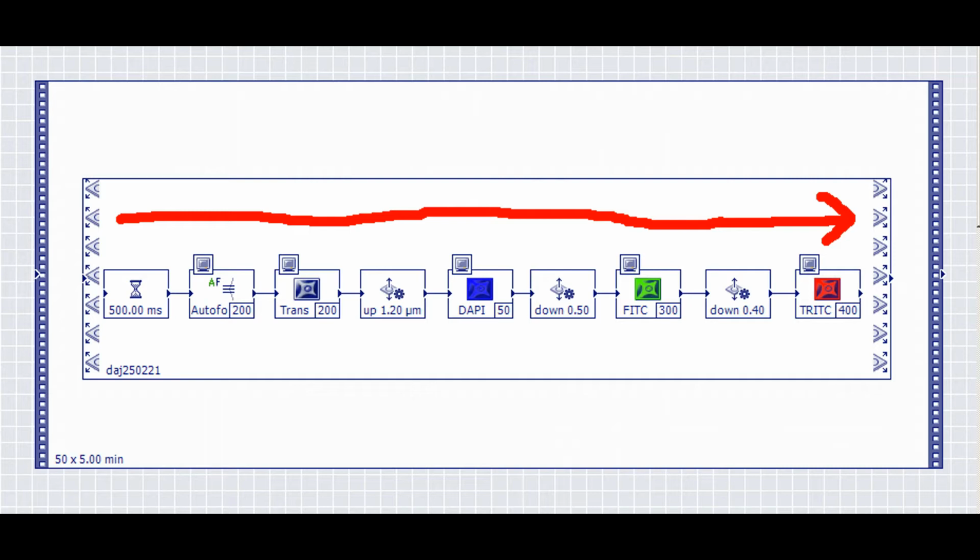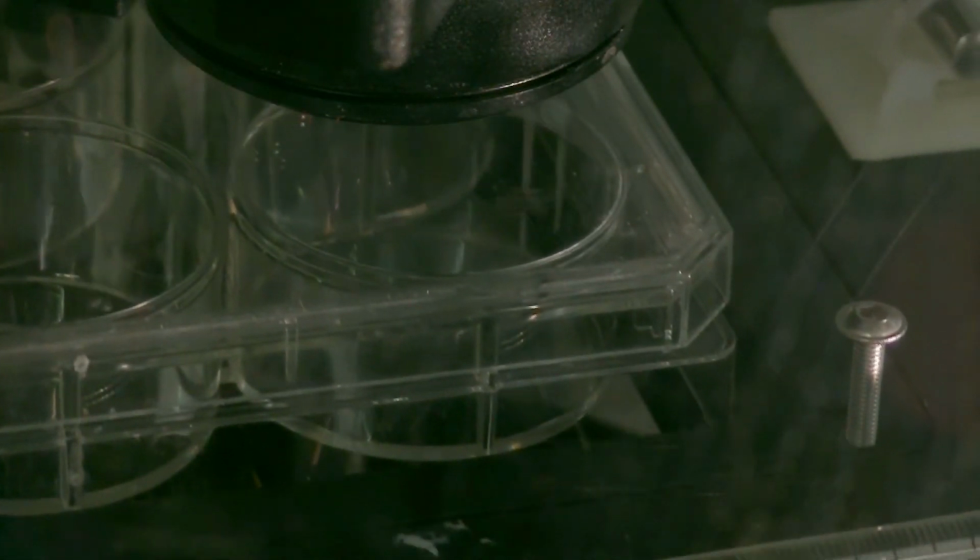Once we've taken all the images at this position, we move to the next position, and the next one, through the stage list. Once all the positions in the stage list have been imaged, the system then waits until the whole experiment has been running for 5 minutes, and then it repeats the cycle again and again 50 times to do the complete experiment. Here we can see the imaging happening at a single position.